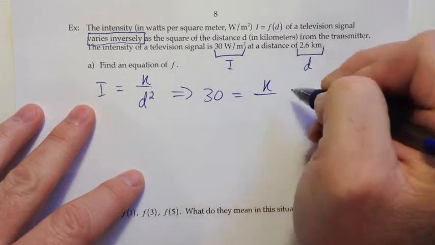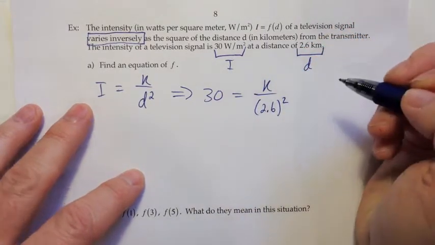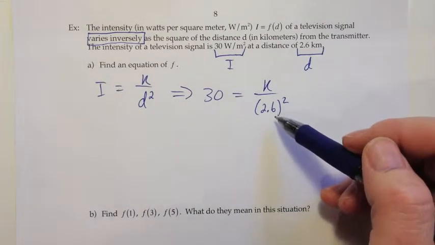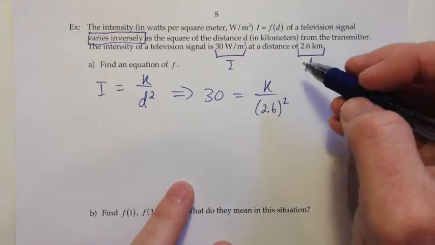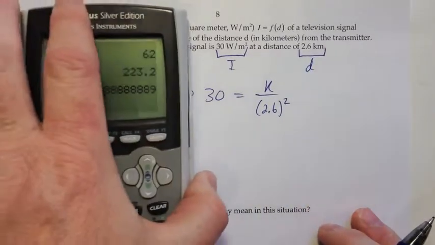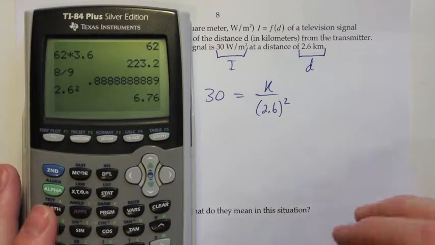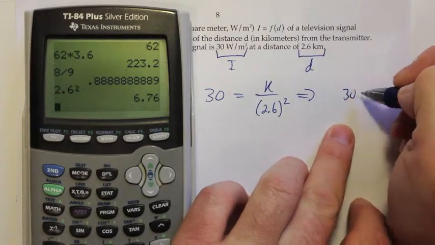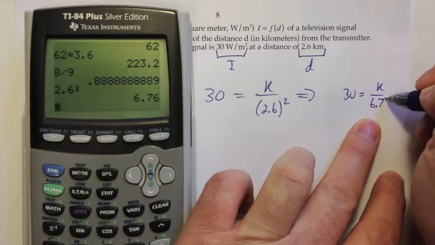That's equal to k over the square of the distance, which would be 2.6 squared. So we could clear fractions first, or we could substitute, or we could simplify this on the calculator. Either way should be fine. I think I'll go ahead and go to the calculator first. So 2.6 squared is 6.76. So we have 30 equals k over 6.76.